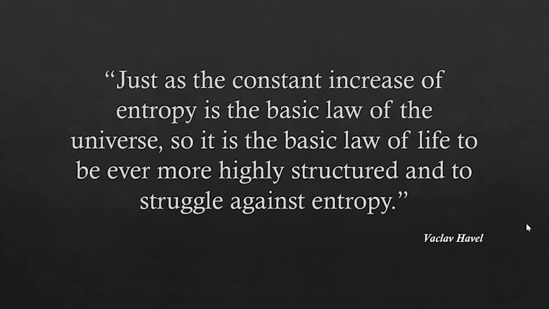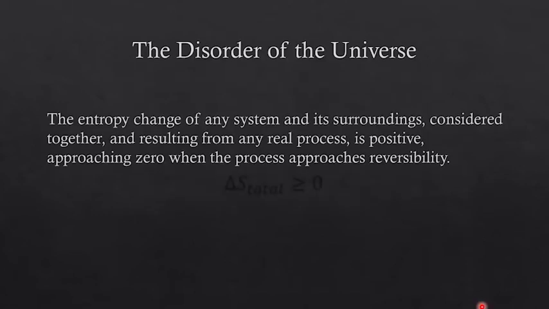So, how can us living organisms grow into a more organized form when a universal law states that we should be moving towards chaos? The answer lies in our surroundings. The second law of thermodynamics is defined with the following statements. The entropy change of any system and its surroundings, considered together, and resulting from any real process is positive, approaching zero when the process approaches reversibility.